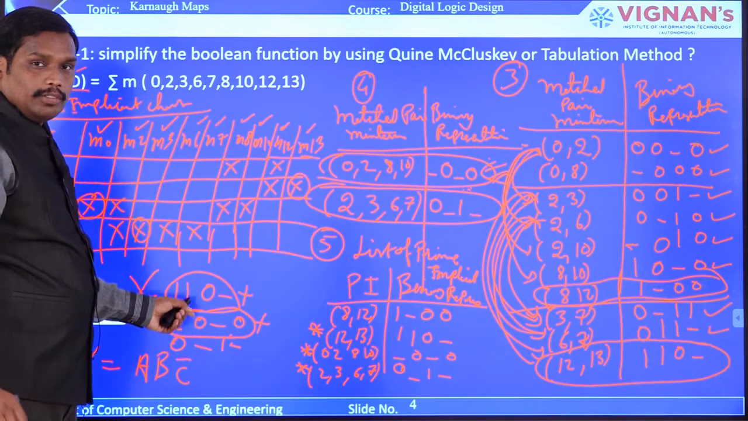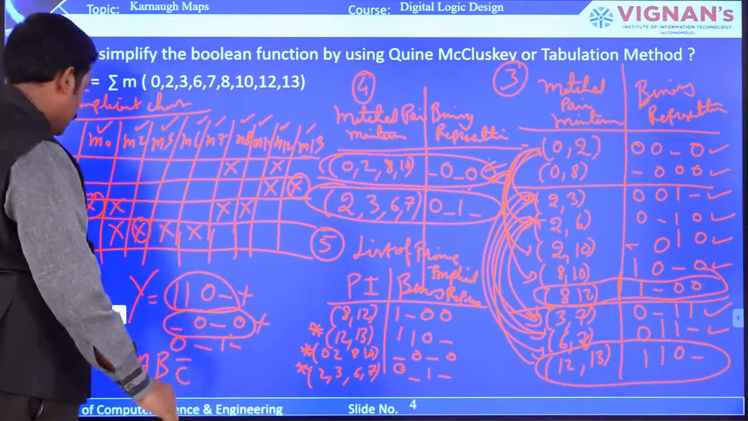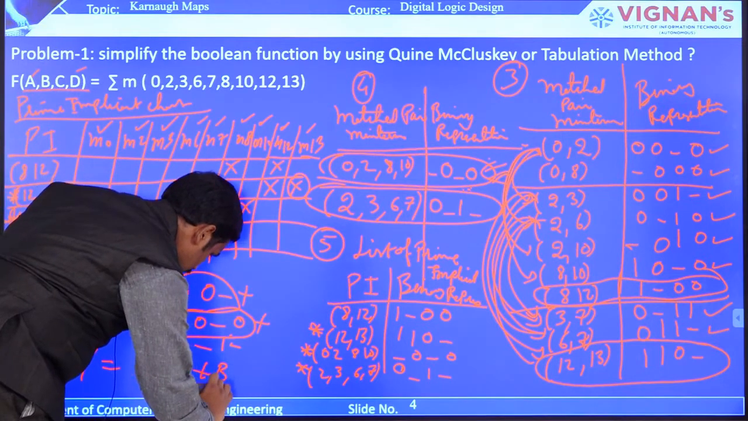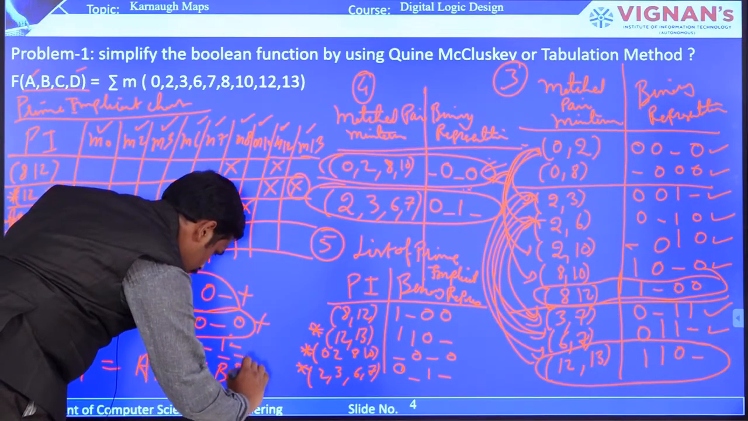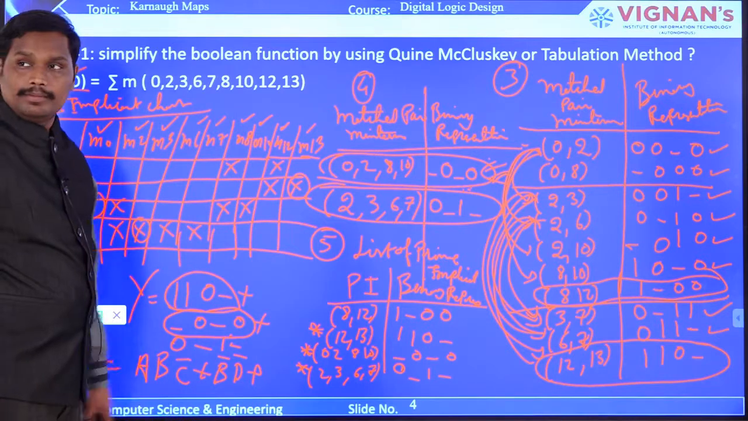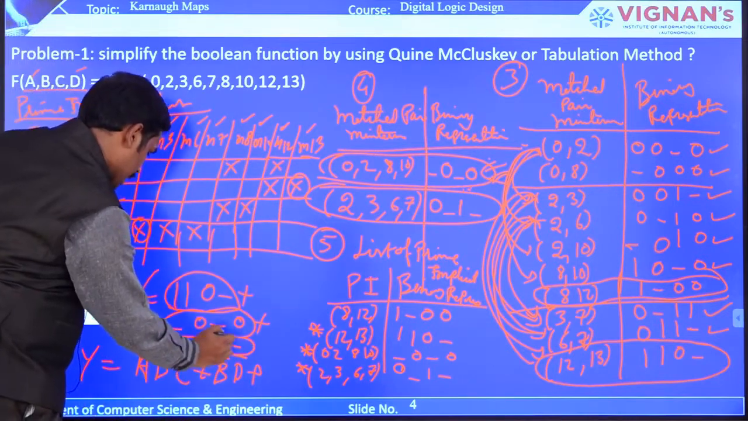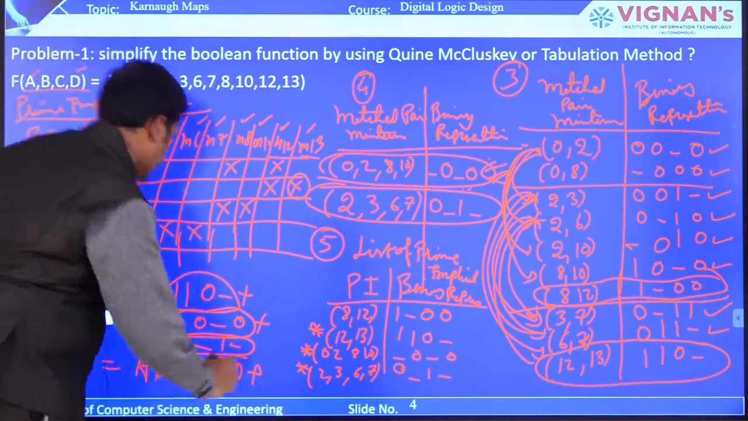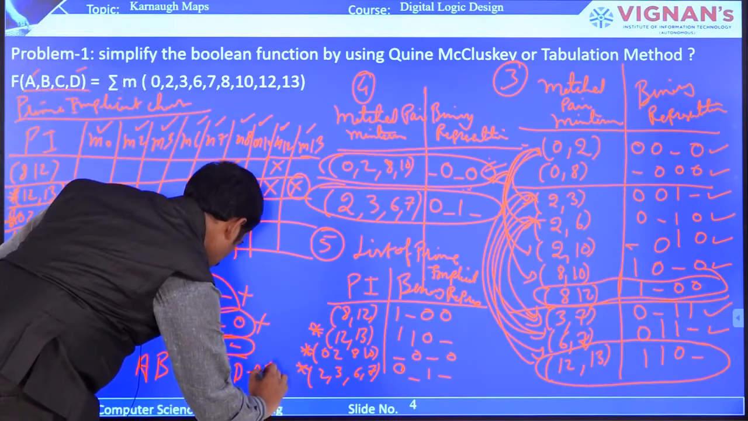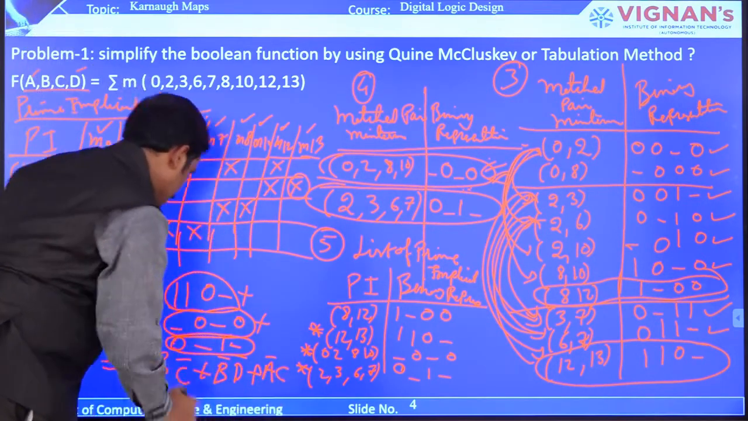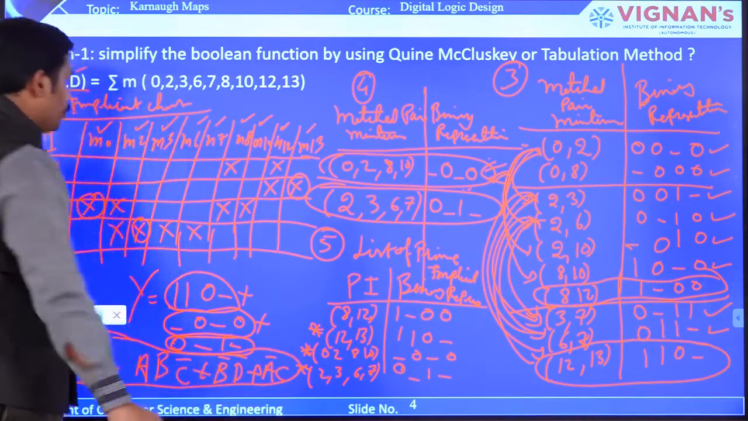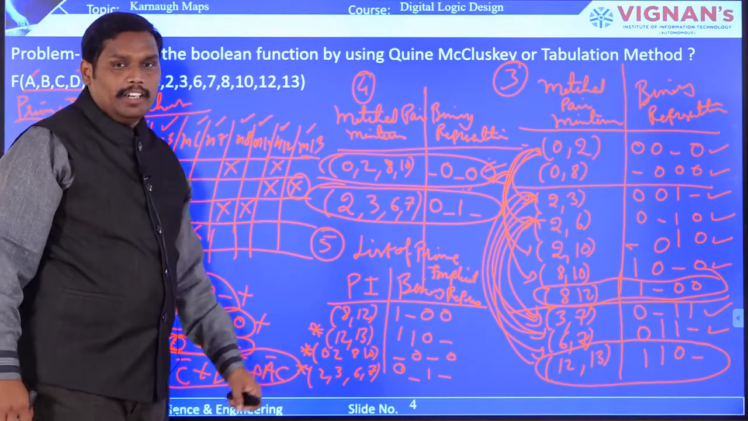underscore 0 underscore 0, which means that is b, d bar. So plus b bar, d bar, plus the third one, you can have this as 0 underscore 1 underscore, which means a bar, c. This is the final expression you have derived using the Quine-McCluskey or tabulation method.